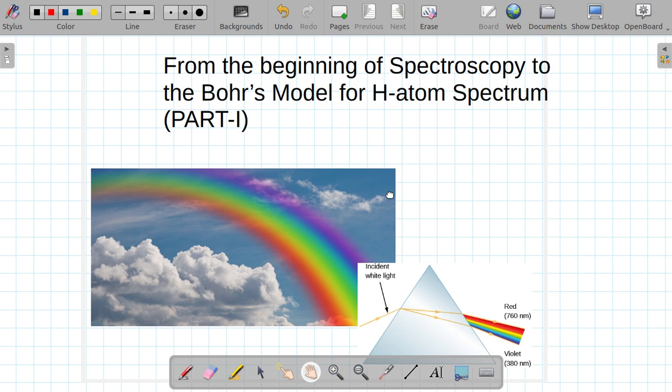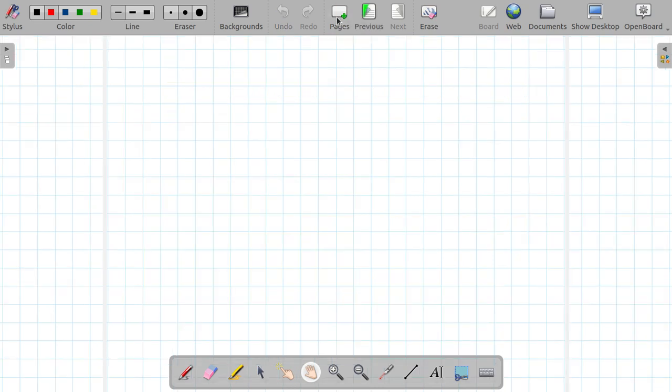So its journey started a long back, but we will start with 1660. So let us have a brief review of the spectroscopy. So around 1660, let us discuss each point one by one.